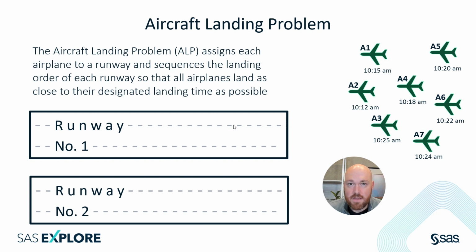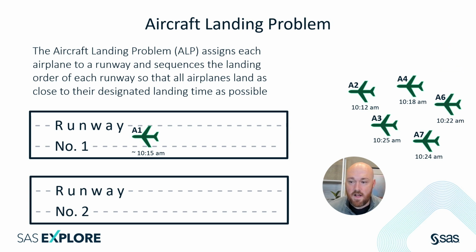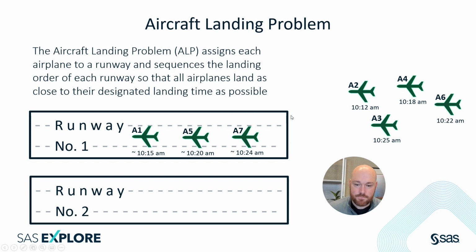So let's take a look at how this small example might play out when we run the aircraft landing problem. Well, for runway number 1, aircraft number 1, that wants to land at 10:15, could be assigned to runway 1 to land as close to 10:15 as possible, followed by aircraft 5 to land directly after aircraft 1 at as close to 10:20 as possible, followed by aircraft 7, which again wants to land as close to 10:24 a.m.